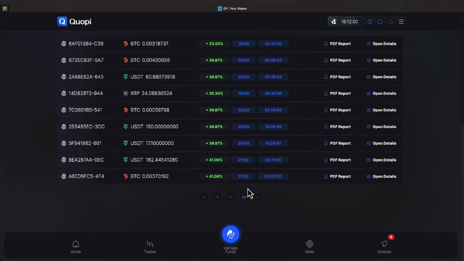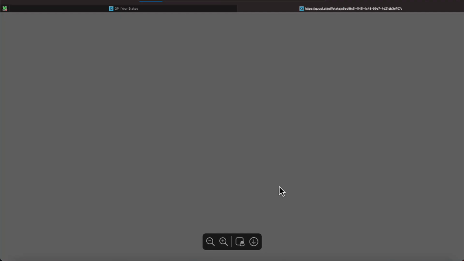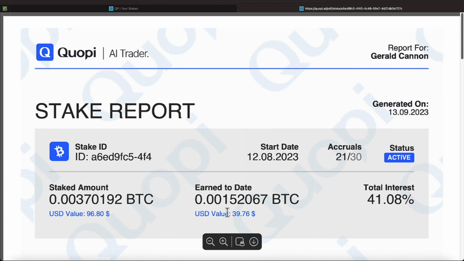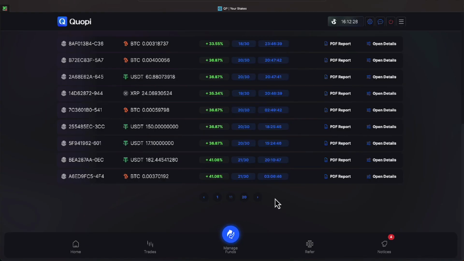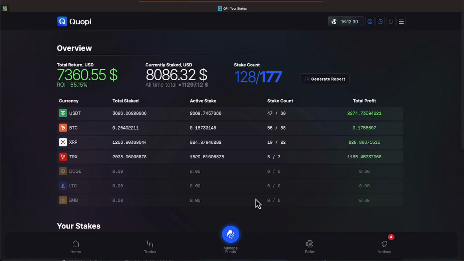We'll go to 19 trading days, which achieved a 35.34%, and 20 trading days achieved a 36.87%. And 21 trading days, Quopi achieved a 41.08%. We'll take a look at some Bitcoin, which was $96.80. And in return, Quopi returned $39.76 of profit and still has 9 more trading days to make some money for us, everyone.